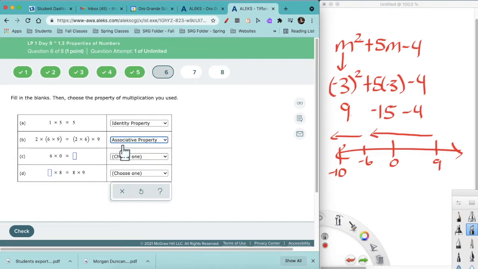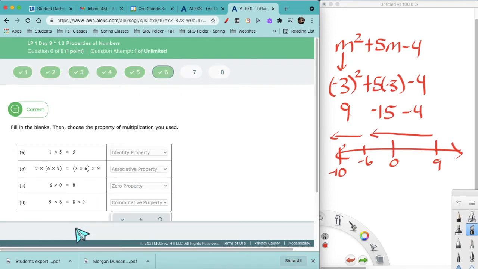I have 6 times 0, and most students are going to definitely know that equals 0. Remember, when I multiply by 0, that is my 0 property. And then on this one, we have blank times 8 equals 8 times blank. So I'm multiplying 8 by the same number on this one. It's going to be 9. All I'm doing is switching the position. 9 is first in the left side. 9 is second in the right side. But I still have the same numbers. I'm just commuting them. I'm moving them around. All right. Couple more of these guys and we will be all done.